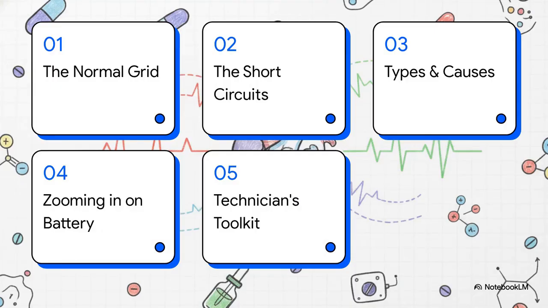Here is our roadmap for today. First, we'll cover the normal grid. 2, the short circuits. 3, arrhythmia types and causes. 4, we'll be zooming into the battery. And 5, we'll unpack the technician's toolkit.